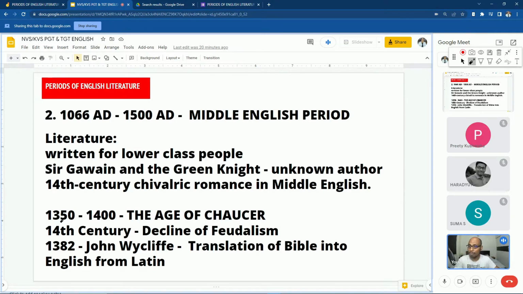And then we come to the age of Chaucer. 1350 to 1400 is known as the age of Chaucer. The age of Chaucer is part of the Middle English period. So Chaucer comes in the Middle English period.